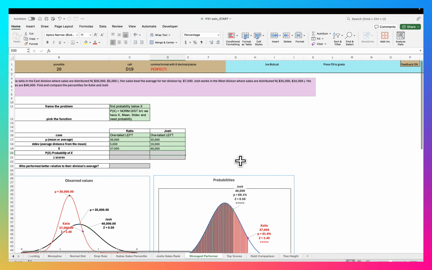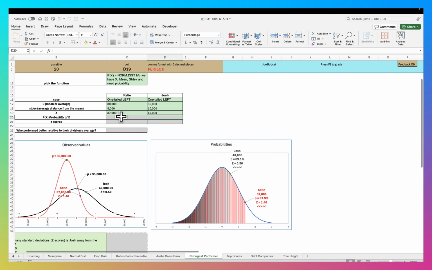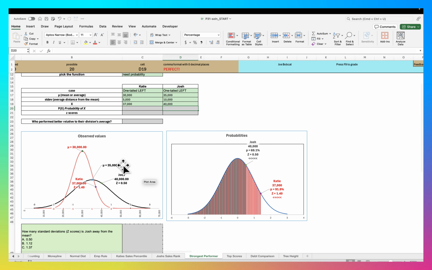All right, now, the graph has already solved it. We're going to have to solve it in a second, but we can get a feel for what's going on, and this is really amazing. So here's Katie's division, this red line, the mean of 30,000. There's Katie, so she's above the mean. How far above the mean? Well, the z-score is 1.4 standard deviations above the mean. That turns out to be a more meaningful number to compare the two than to say that she's 7,000 above the mean, because these are two different scales, right?